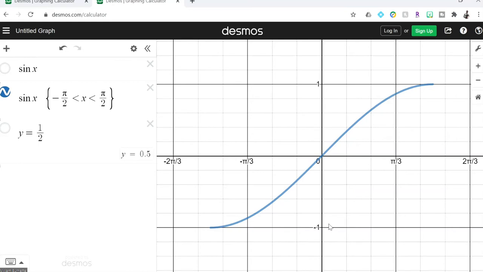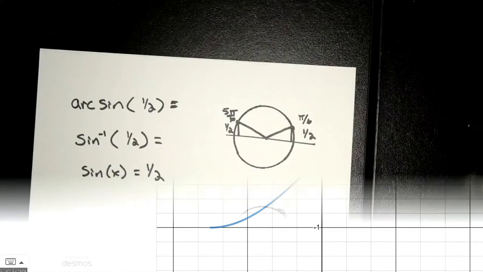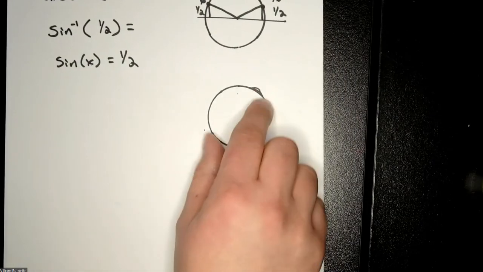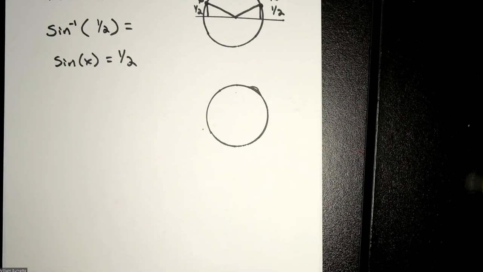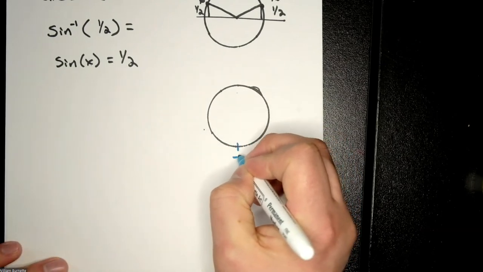Now, what does that look like on the unit circle? And remember what I'm doing here. I'm going from negative pi over 2 to pi over 2. And so on the unit circle, it looks like this right here. Here's my unit circle. Ignore that. I went off the circle a little bit. Negative pi over 2 is right here.